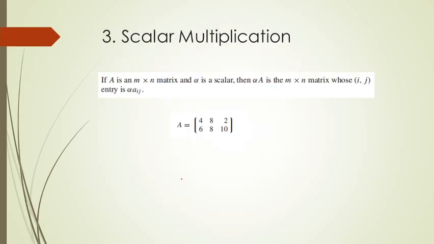Next is the scalar multiplication. If we have alpha as a scalar, alpha belongs to the real numbers, then alpha times the matrix A, that will be each entry Aij times alpha.